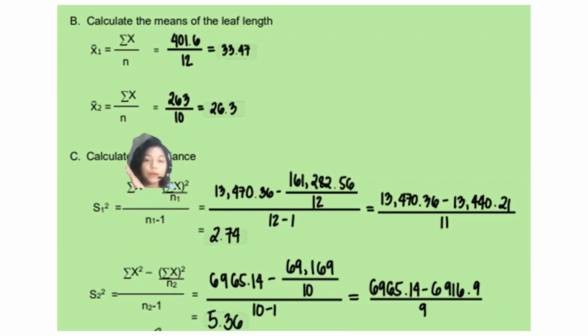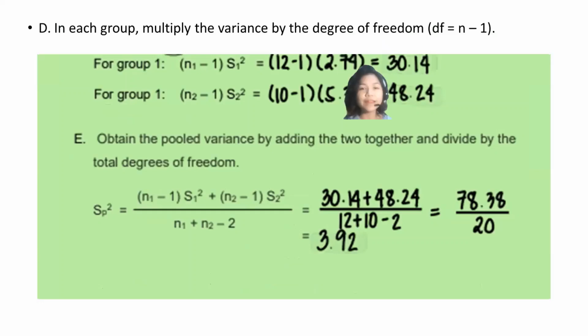Then we also use the same formula to compute the variance of the second variety, which is Y. Again, it's the same formula, substituting, we will get the answer 5.36. So that's how easy it is. Letter D: in each group, multiply the variance by the degrees of freedom. For group 1, n minus 1, this is the degrees of freedom, times the sample variance. We know that the sample variance for variety X is 2.74 times 11. So it's 30.14.